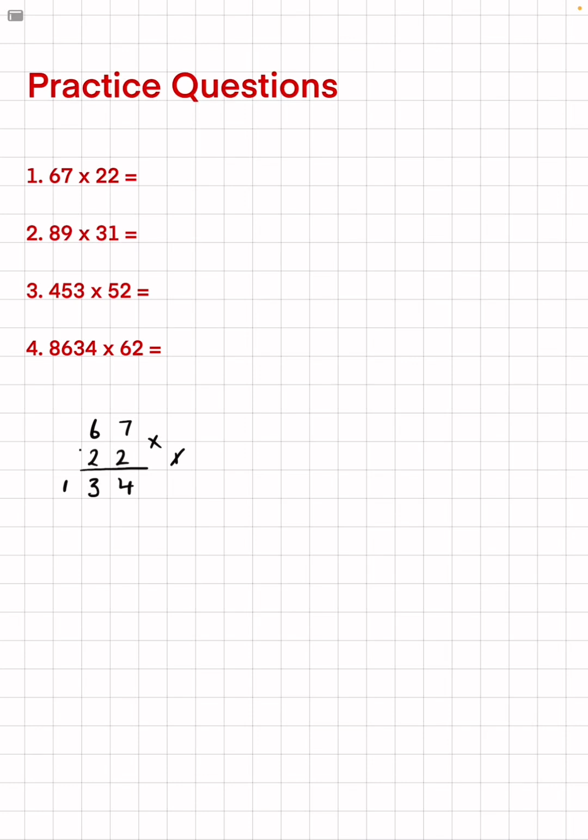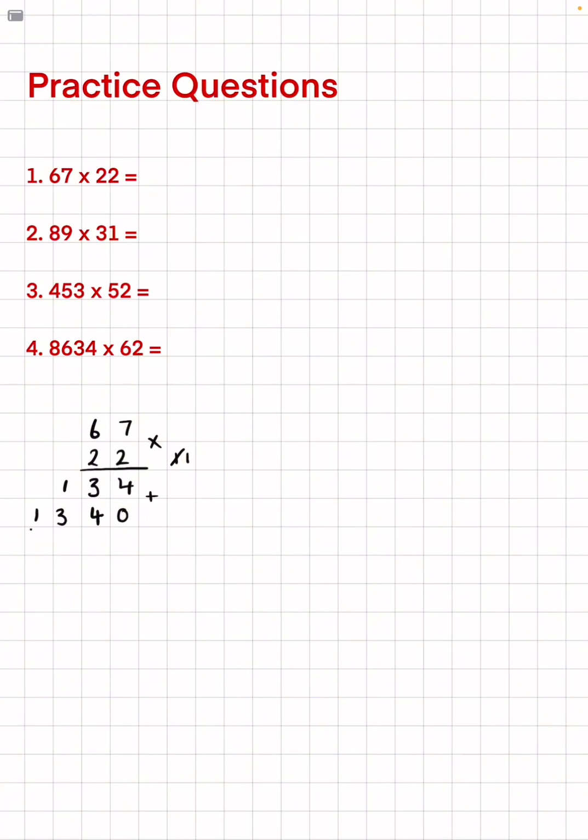Next, we're going to multiply this digit by each of the digits at the top. Instead of doing 20 multiplied by 7, we're going to put the 0 here and do 2 times 7, which is 14. We put the 4 down, carry the 1. 2 times 6, which is 12. Add 1 is 13.